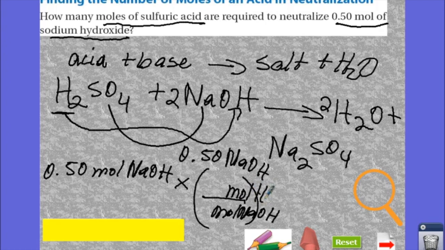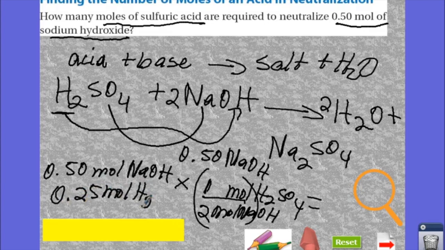I put moles of sodium hydroxide here, and moles of sulfuric acid they ask me for. I use the coefficients from the balanced equation. For every 1 mole of sulfuric acid, I need 2 moles of sodium hydroxide. And the answer is, what is the answer? It is 0.25 moles H2SO4.